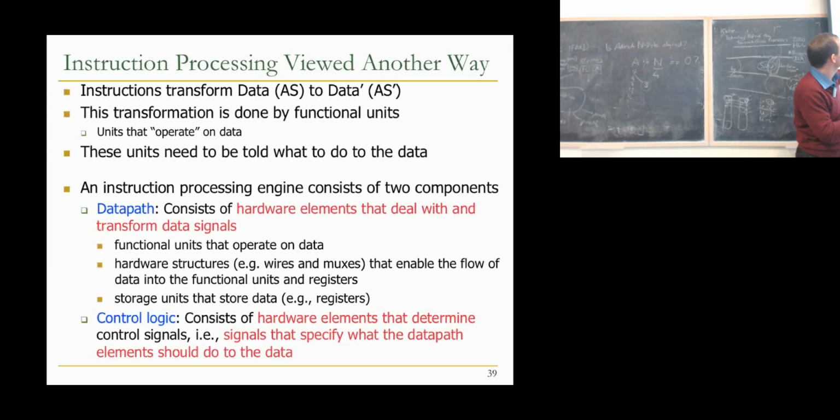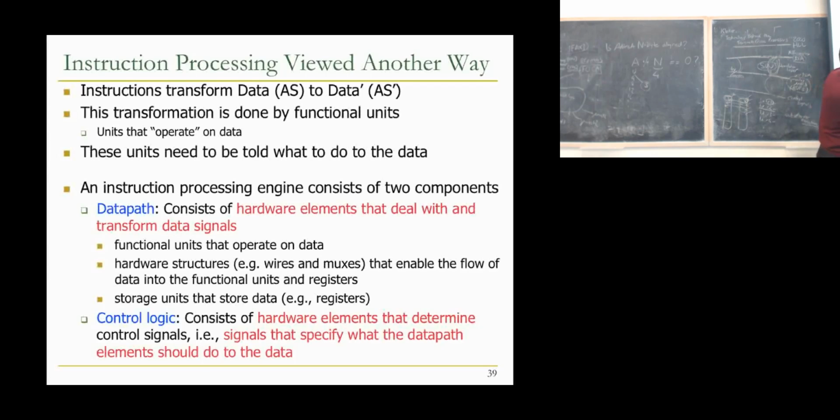Signals that specify what the data path elements should do to the data. What should the ALU, for example, do to its inputs? Should it add them? Should it multiply them? Should it divide them? Should it subtract them? That's a control signal, right? And control logic determines what that control signal should be set to for this particular instruction that's being processed at this time.